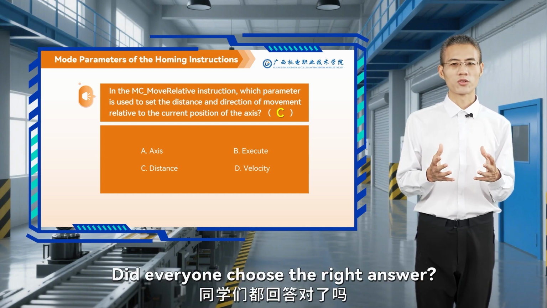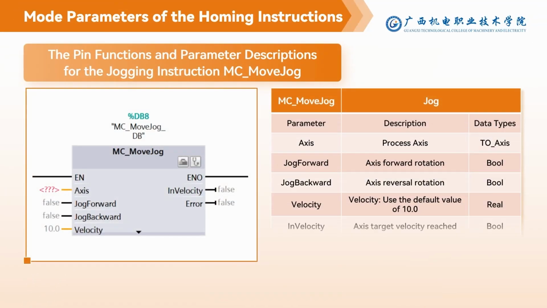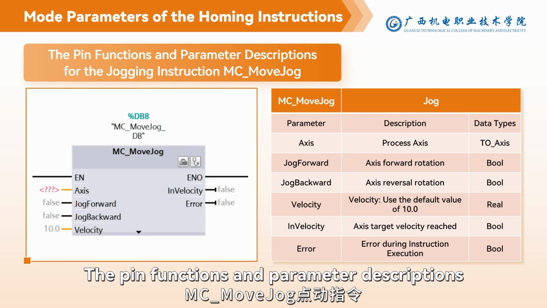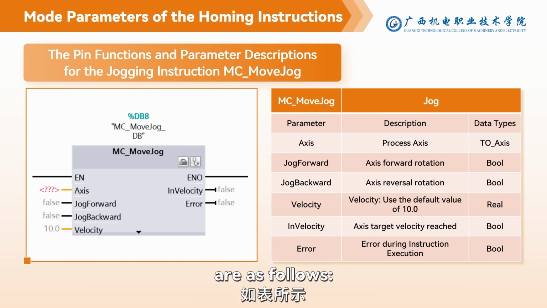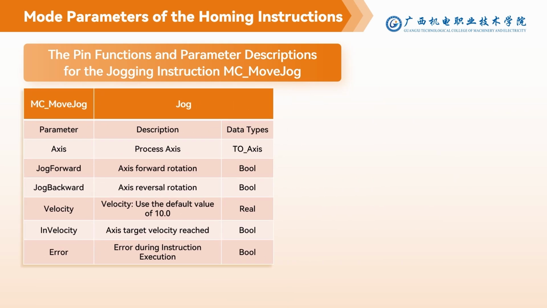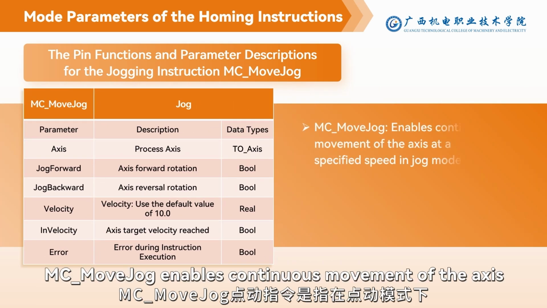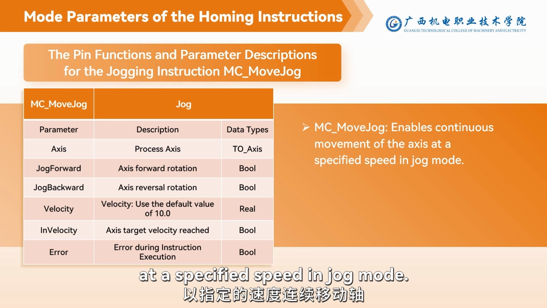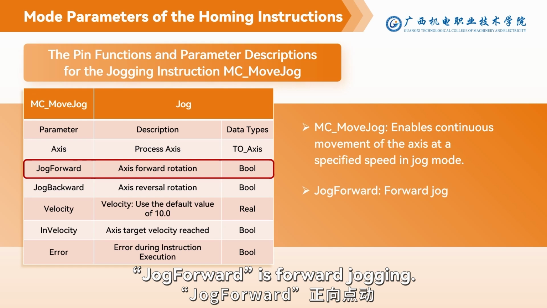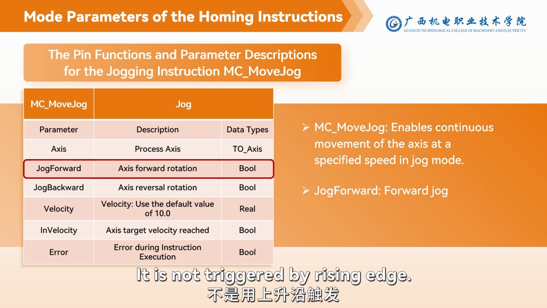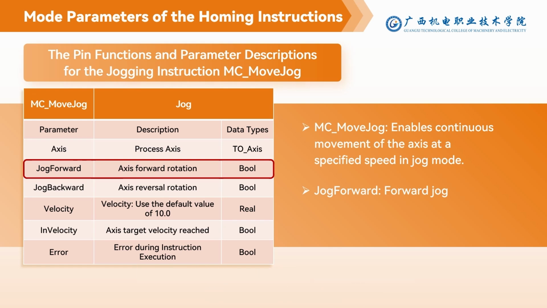Did everyone choose the right answer? Okay, let's keep going. The pin functions and the parameter descriptions for the jogging instruction MC Move Jog are as follows. MC Move Jog enables continuous movement of the axis at a specified speed in jog mode. Jog forward is forward jogging. It's not triggered by rising edge.